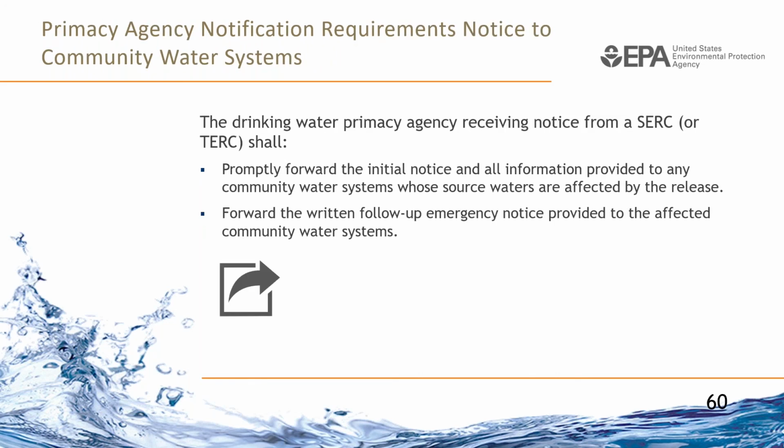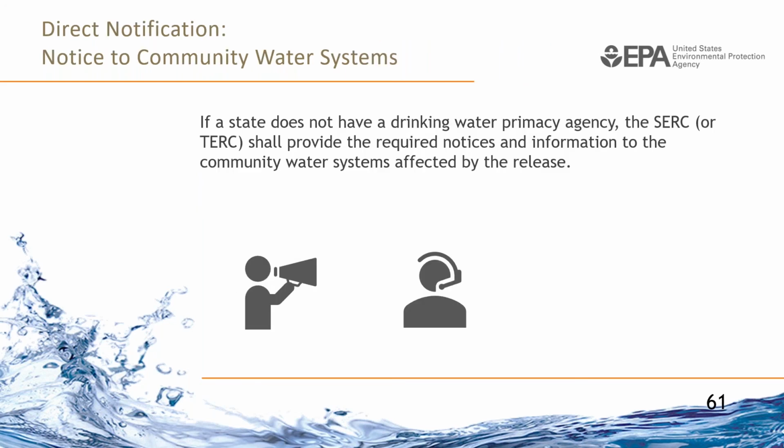Then there's another step. Once the Drinking Water Primacy Agency gets the notification from the CERC or the TERC, they need to forward those notices to community water systems whose source waters are affected by the release. So both the initial and the written follow-up need to be forwarded to the community water systems whose source waters might be affected. And then if a state doesn't have a Drinking Water Primacy Agency, so Wyoming, Washington, D.C., several of the tribal nations, they don't have state primacy agencies, then the CERC or the TERC is required to directly forward those notifications along to the water systems.